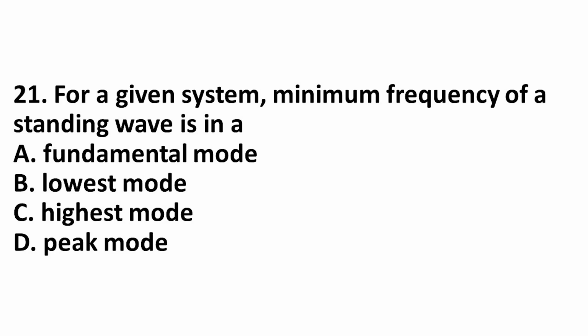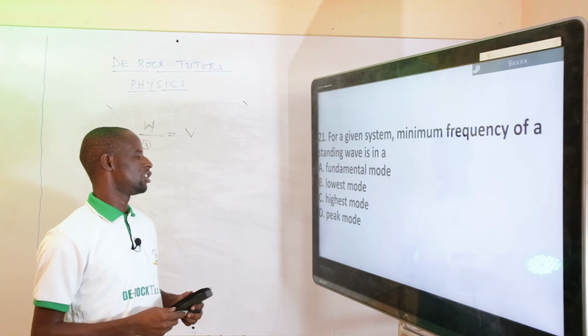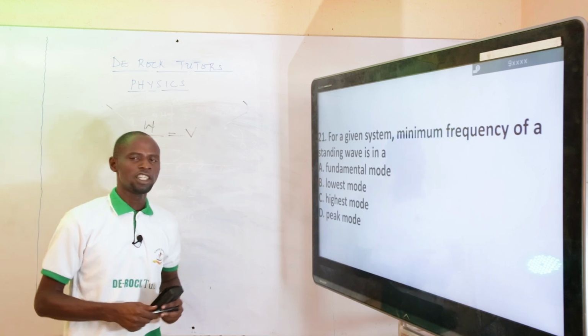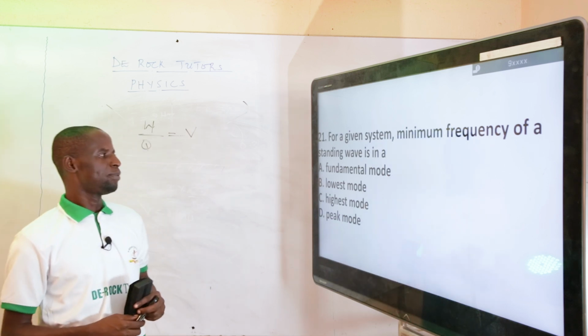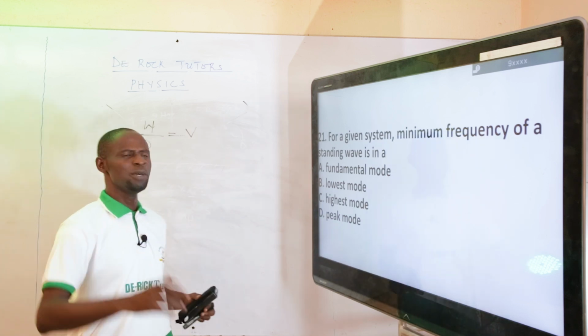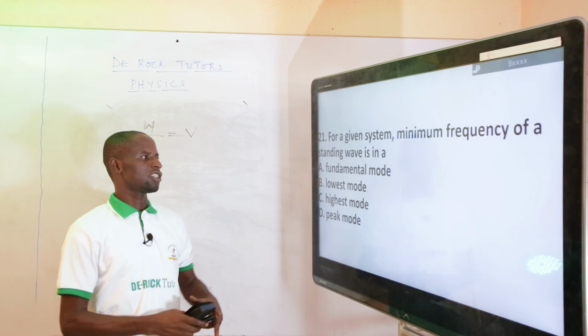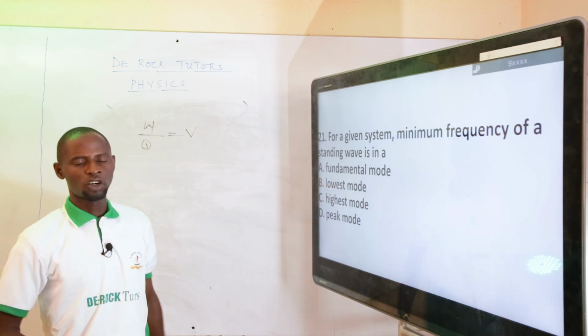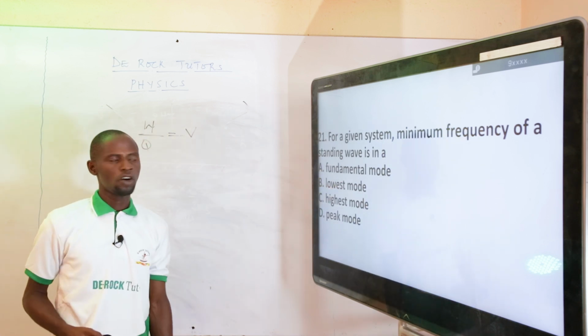For a given system, the minimum frequency of a standing wave is in a dash. A, fundamental mode; B, lowest mode; C, highest mode; D, peak mode. When you're talking about waves, the minimum frequency is known as the fundamental mode. The correct option is option A.